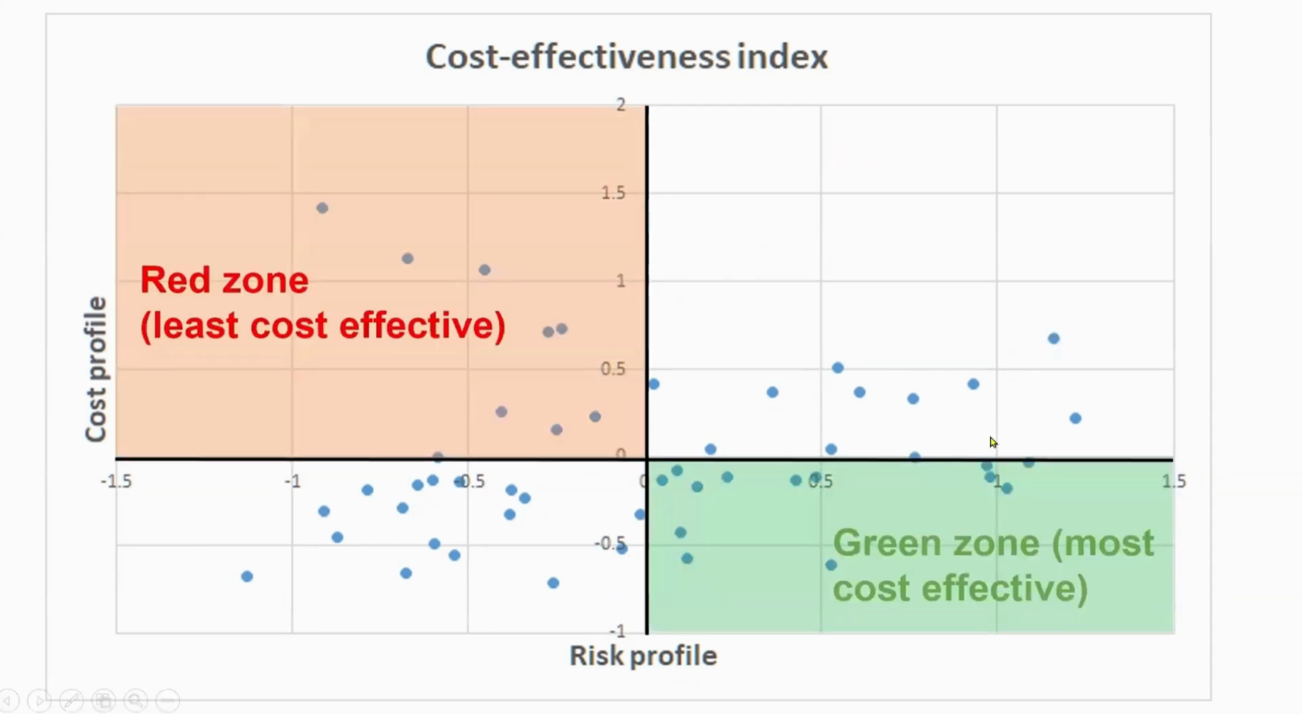To intuitively interpret the scatter plot, we create a quadrant with a red zone, which means low risk profile and higher than average costs, indicating potentially least cost-effective providers. On the other hand, we have the green zone over here, indicating high risk profile and lower than average cost, which potentially means the most cost-effective providers. The other two zones are considered to be normal and in line with expectations.